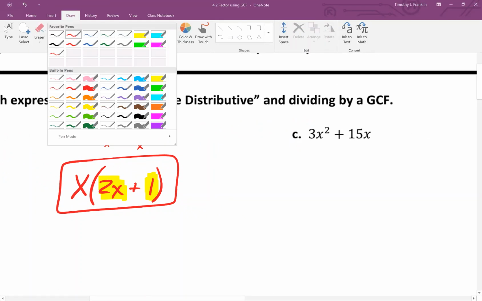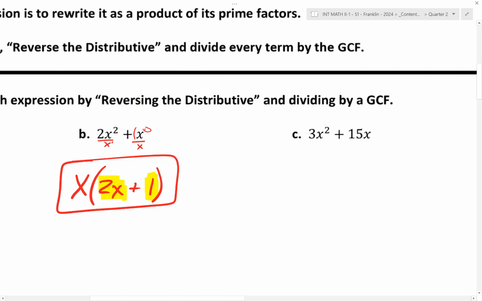Okay, example C, 3x squared plus 15x. First we find the GCF. The GCF of 3 and 15, I know 3 goes into 15, so that's our GCF there. They both have an x, and our smallest exponent present is 1. So that's our GCF, 3x. We're going to divide each term by 3x, just like this.